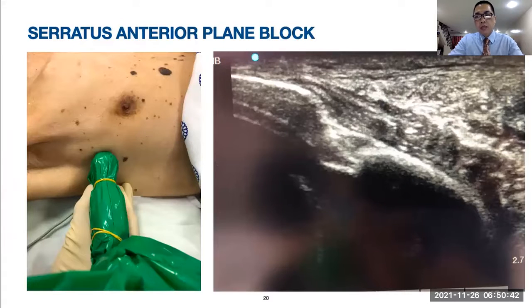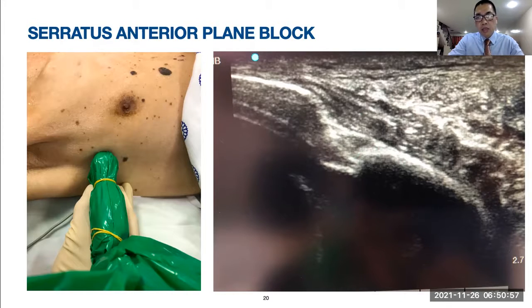The serratus anterior plane block provides analgesia to the lateral chest wall, blocking the lateral cutaneous branches of the intercostal nerve at T2 to T9. This was popularized again by Blanco in the year 2013.